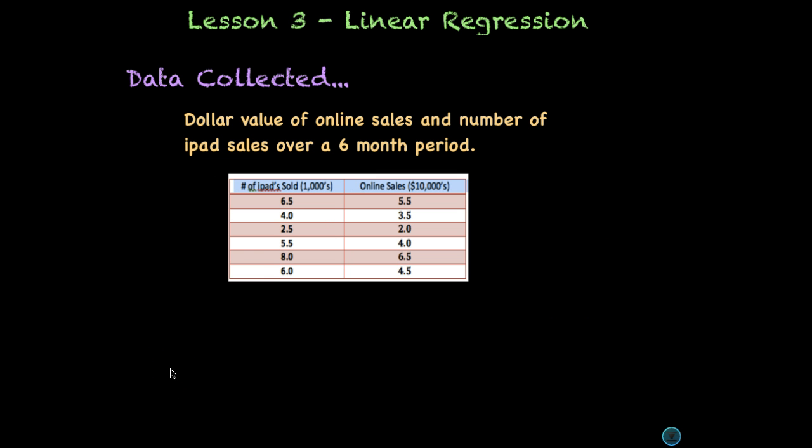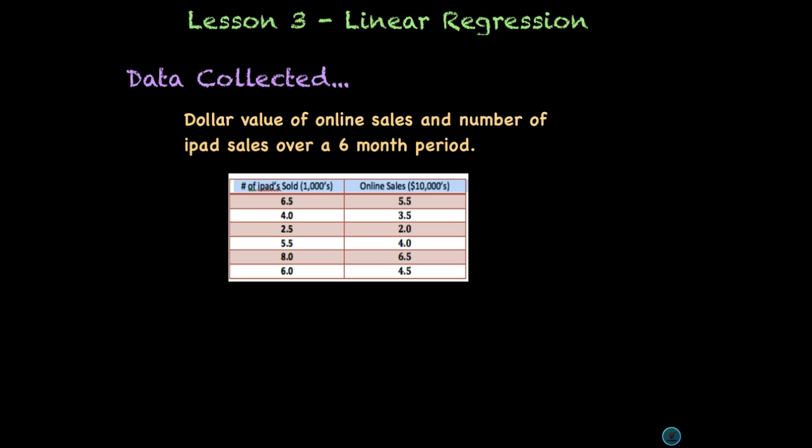Here we have a situation where we've collected data. In business, you will often collect data on different things in order to see how effective practices and procedures that you put in place are. In this example, we wanted to compare the number of iPads sold with the amount of online sales over a 6-month period. In other words, we want to see if when more people buy iPads, more people start to purchase things online. Is there a correlation? So we've collected some data. Notice that the number of iPads sold is in thousands and the dollar amount of online sales is in 10,000s.